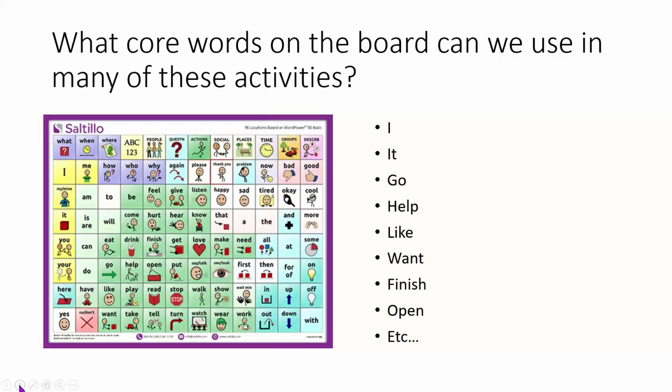I is there over on the left-hand side, as well as it. They're in yellow because they are pronouns. Then we go into some of those verbs: go, help, like, want, finish, open. And you can see that they're all included on this 96 location LowTech board. The more you familiarize yourself with whatever system you're using, whether it be low-tech or high-tech, the easier it's going to become for you to become a much better communication partner.